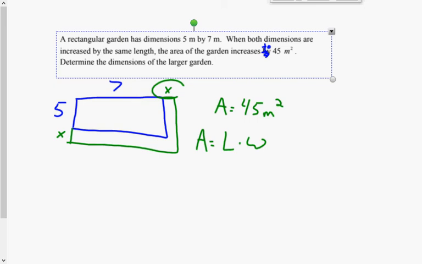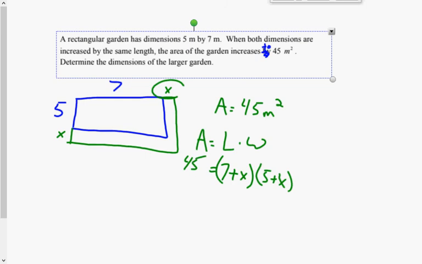Now I know my length here is 7 meters plus the x that I've added. So my length is actually 7 plus x. And my width is 5 meters plus the amount that I came out by, which is x again. So my width is 5 plus x. And I know my total area for this guy is going to be 45 meters.